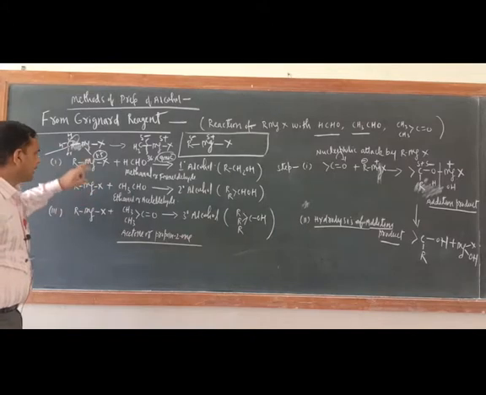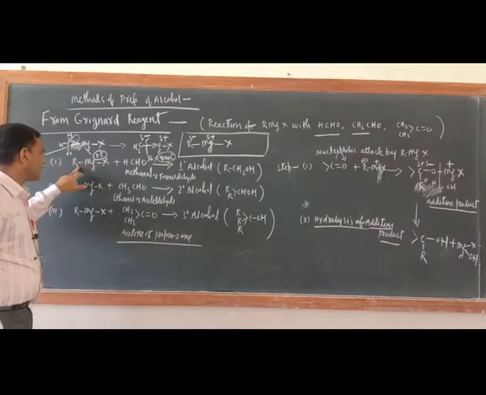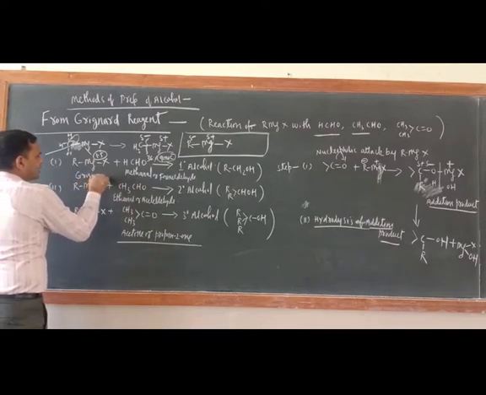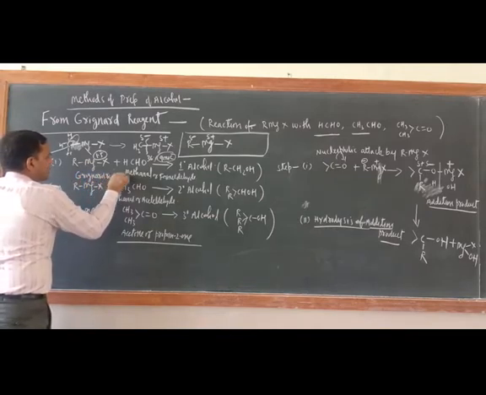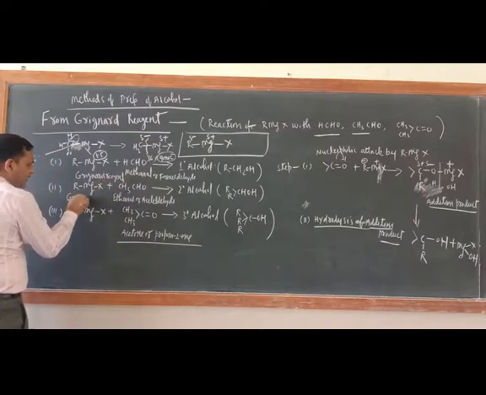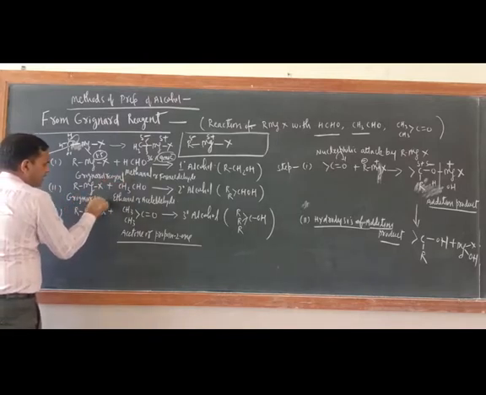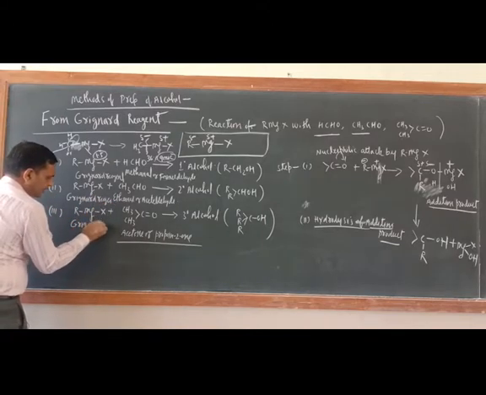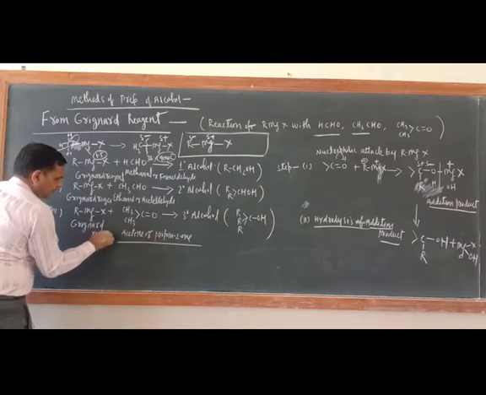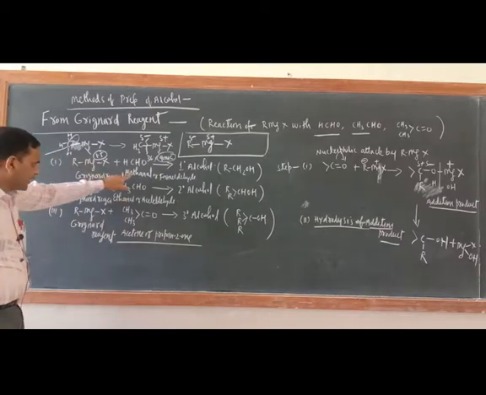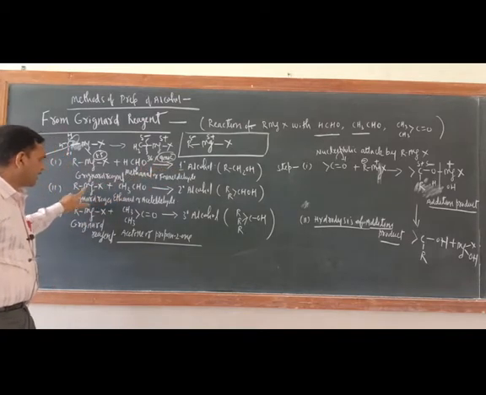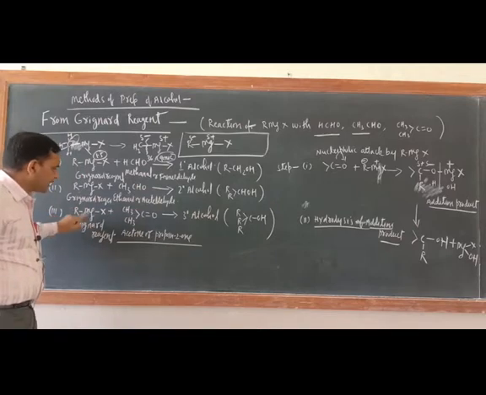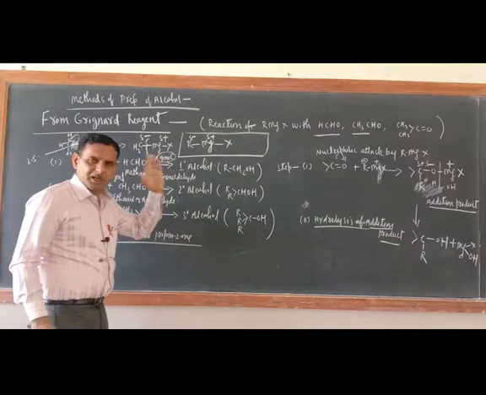So just see, when formaldehyde or methanal reacts with Grignard reagent, 1 degree alcohol is the product. When Grignard reagent reacts with acetaldehyde or ethanal, 2 degree alcohol. When Grignard reagent reacts with ketone, then 3 degree alcohol is the product.